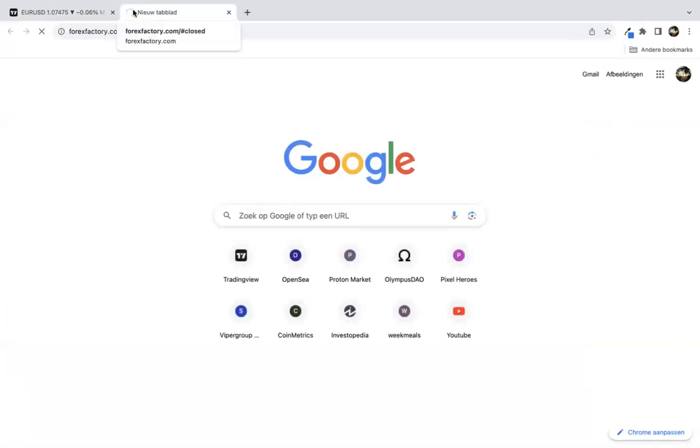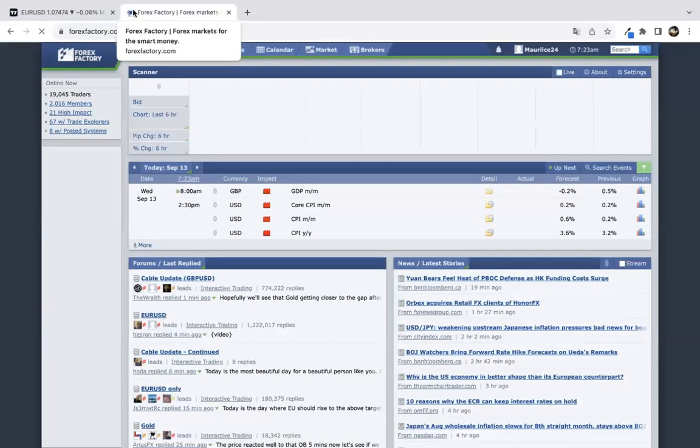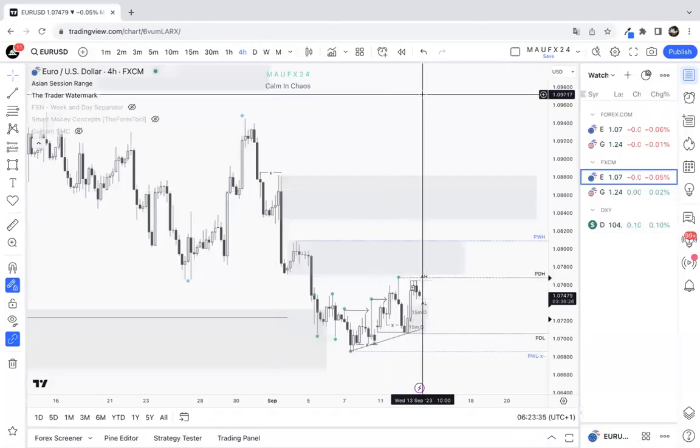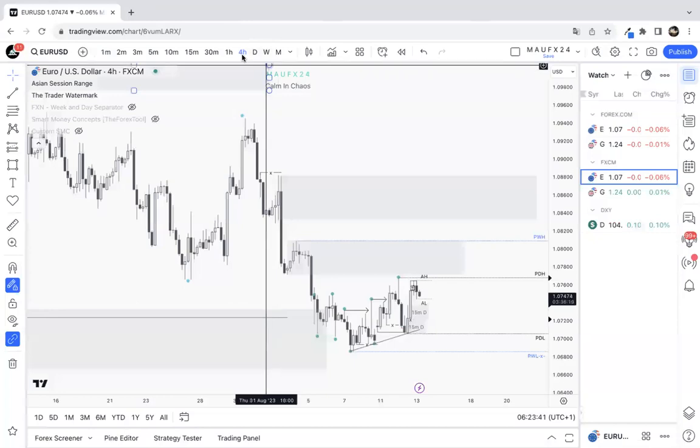News-wise, we got core PPI, core CPI. We got CPI today, so we might have a slow movement of low volume until CPI. Yeah, that will be no trades for me. But let's wait, let's see, and I'll catch you guys in the market. Peace out.